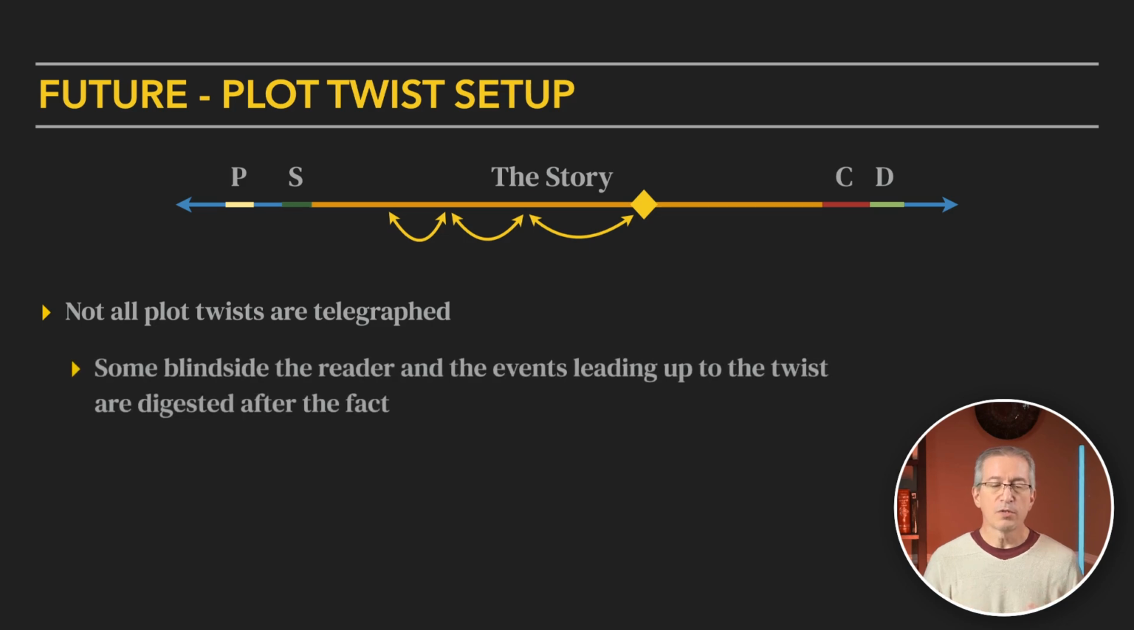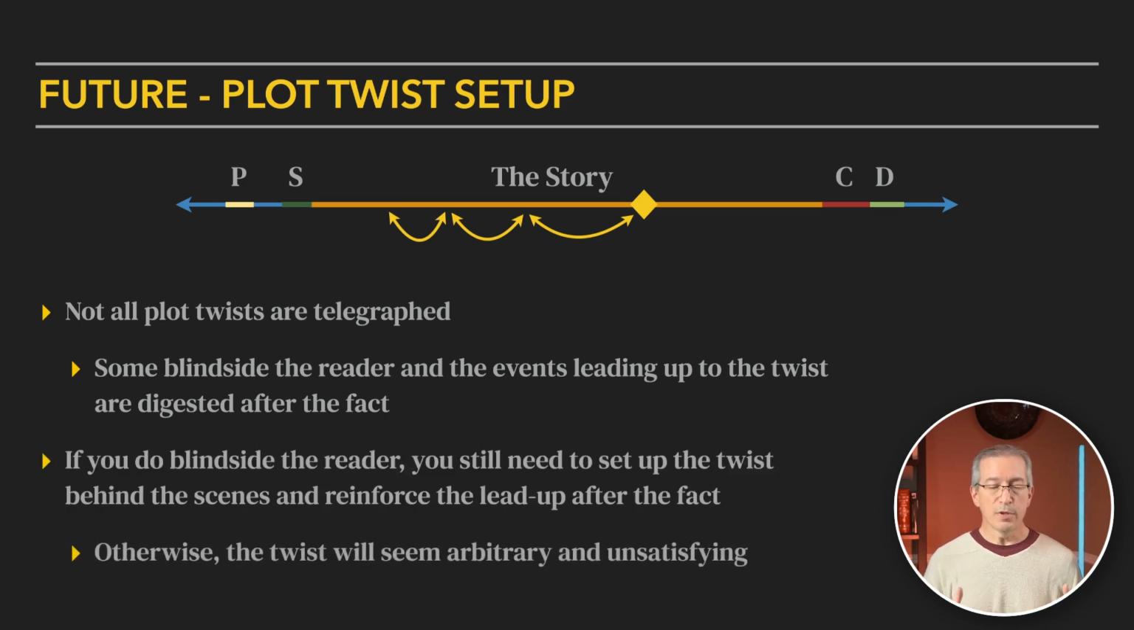Now, not all plot twists are telegraphed heavily. Some blindside the reader, and the events leading up to the twist are digested after the fact. If you do blindside the reader, if you make it a pretty big surprise in the course of the story, you still need to set up the twist behind the scenes. You have to know what's going on, because I think you do need to show what happened. The characters will wonder what the heck is going on, and they may investigate after the fact. And so you need to know so that you can dole that out later on. If you don't do that, the twist will seem arbitrary and unsatisfying in the end to the reader.